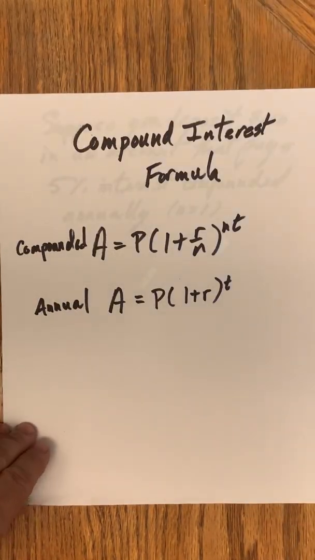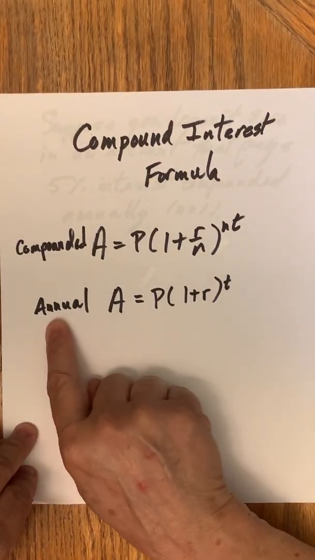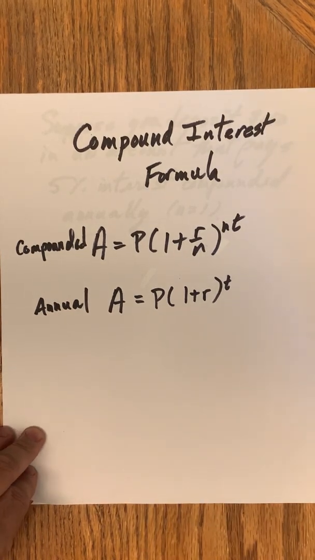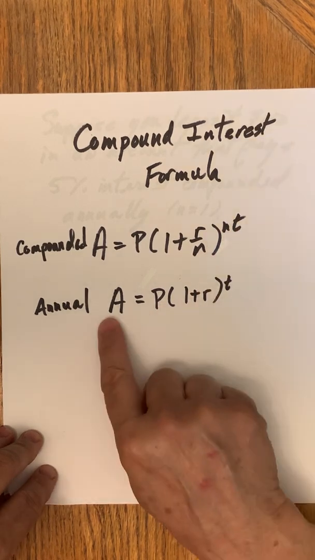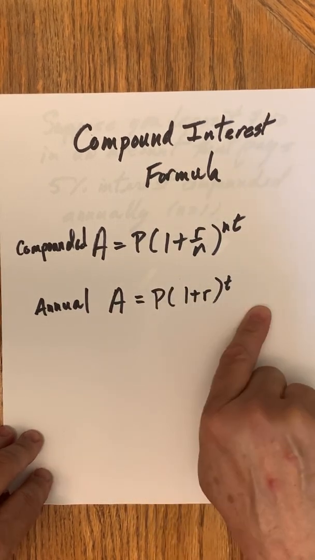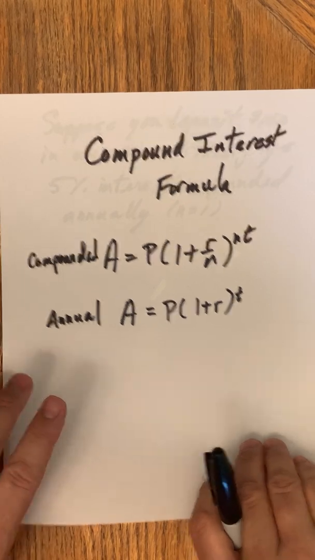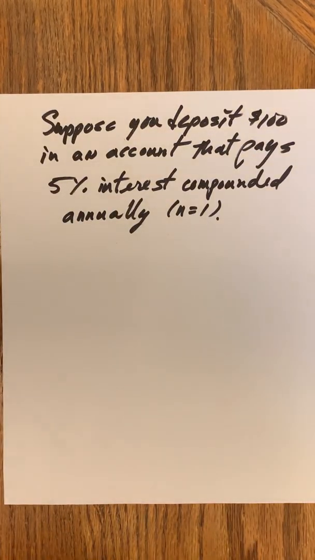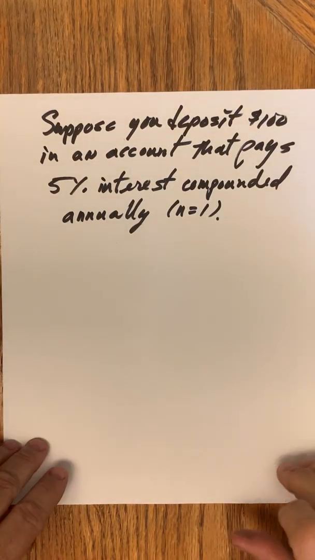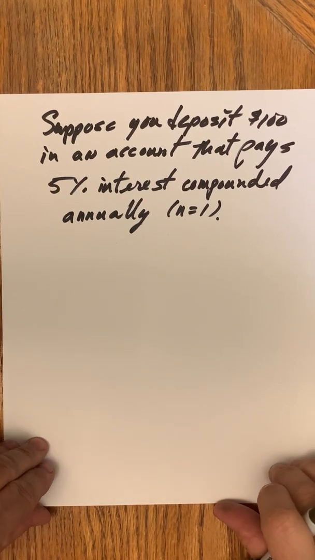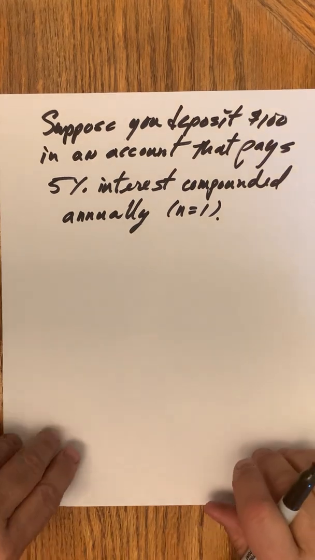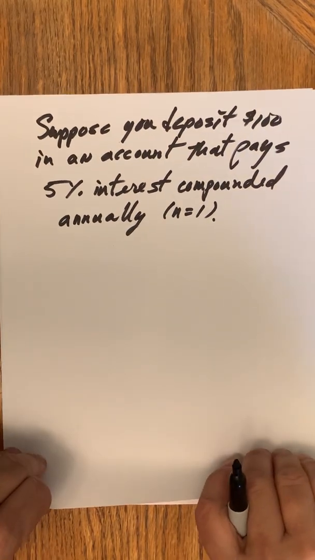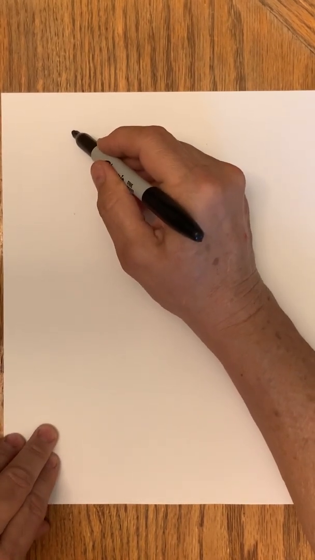Now, what I'm going to do is first work with just annual compounding, meaning you calculate interest at the end of the year, and that's it. So in that case, N is 1, so the formula becomes this right here, and that's what we're going to start with. Suppose you deposit $100 in an account that pays 5% interest compounded annually, and as we mentioned, N equals 1.